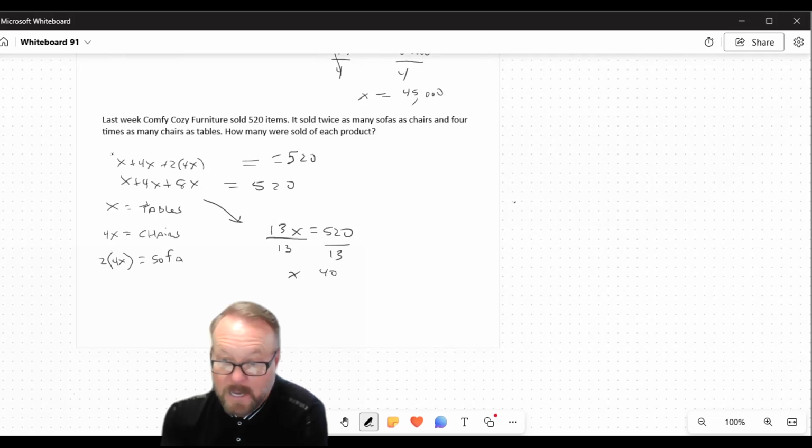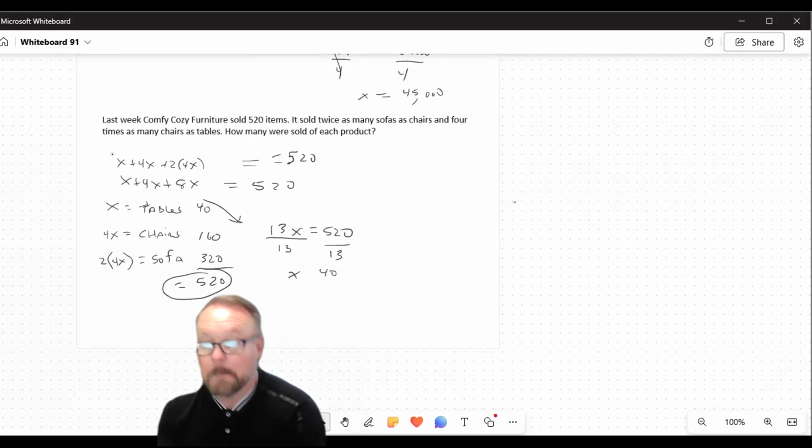All right, so if we have 40 tables and we have 4 times as many chairs, so 4 times 40 is 160. We have 160 chairs. And then if there's 2 times as many sofas as chairs, so 2 times 160 comes out to 320. You add all that up and it comes out to 520. So we figured it out.